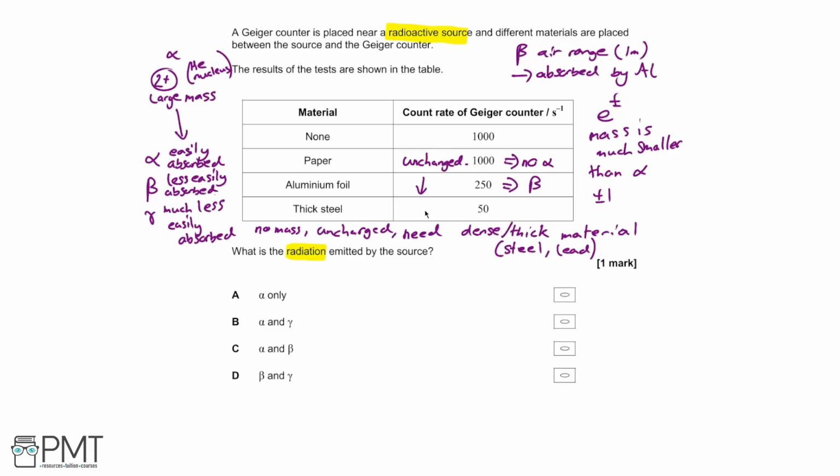By adding thick steel, the count rate decreases from 1000 to 50. What this means then is that we've managed to remove some of the incident radiation. Since the count rate has decreased further than if the aluminium foil is added, not only has the beta radiation been removed, but also there must be gamma radiation because the count rate is even lower. Thus, we've determined that in the source there must be both beta and gamma radiation present, so the answer is D.